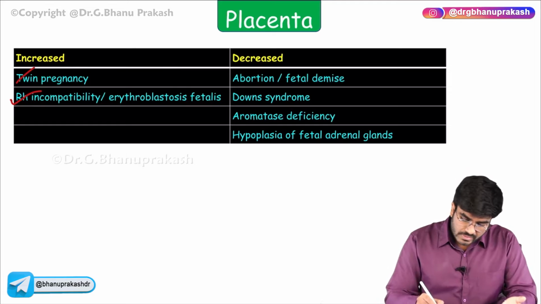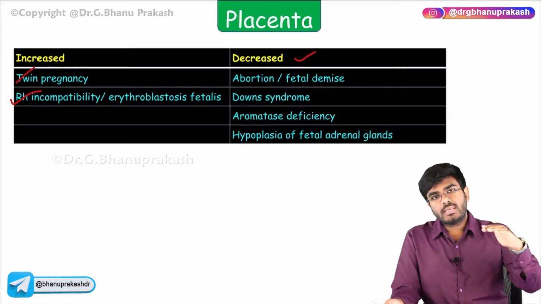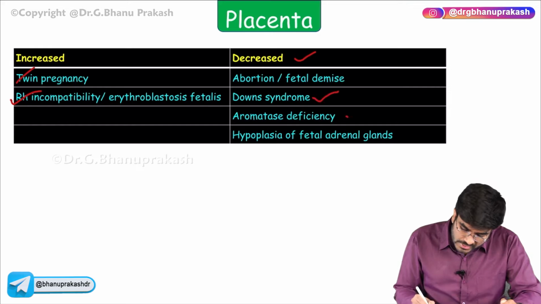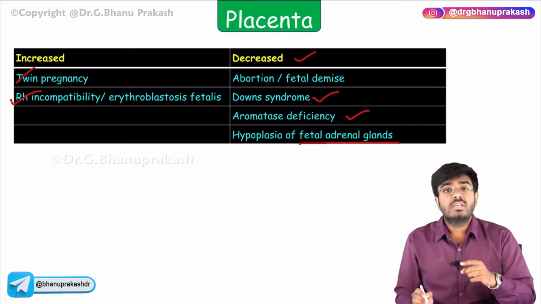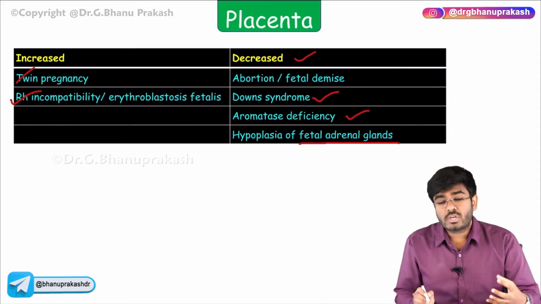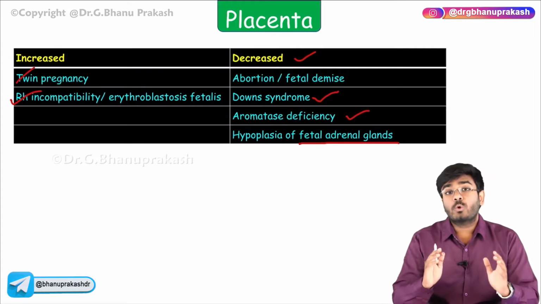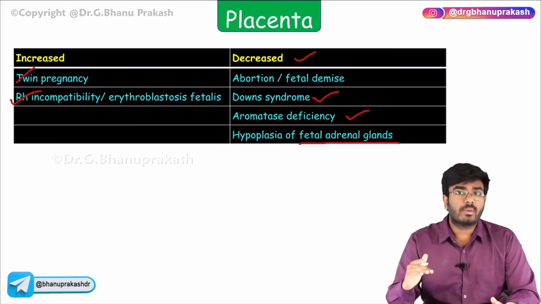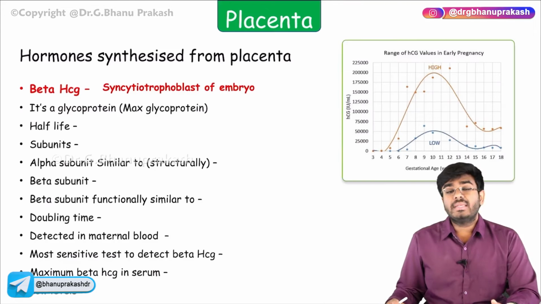Now, what are the conditions where estrogens are going to be decreased? Whenever there is abortion or fetal demise, automatically estrogen levels will come down. Also in Down syndrome, and whenever there is aromatase deficiency or hypoplasia of the fetal adrenal glands. We have discussed that fetal adrenal glands are the source for the production of estrogens by the placenta. Whenever there is hypoplasia of the fetal adrenal glands, aromatase deficiency, abortion, or Down syndrome, these are the conditions where estrogens will come down. Now, let's see a few important points about beta HCG.